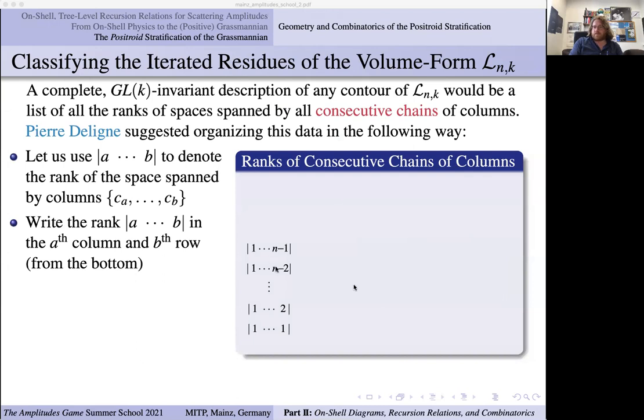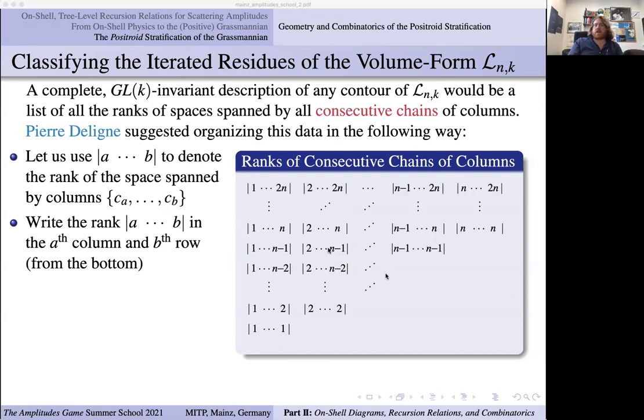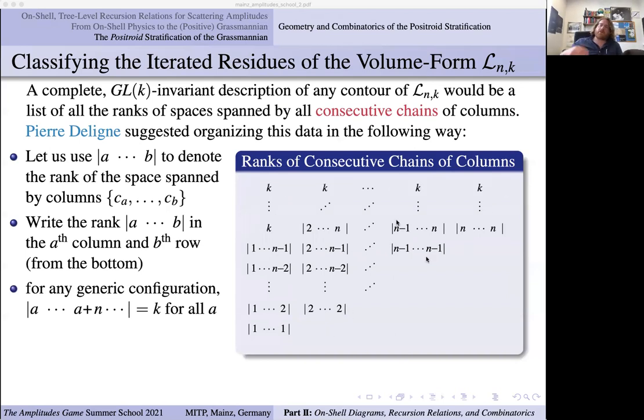In fact, there's no reason why we can't keep going on forever if we want, going around cyclically. And we can generate this big, huge list of matrix ranks. And clearly this is all GL(k) invariant data, and it's also only data that is sensitive to consecutive constraints. For any generic configuration, anytime you look at k consecutive columns, you span a space of rank k. We can even continue this diagram up diagonally forever by just using cyclicity in our labelings.